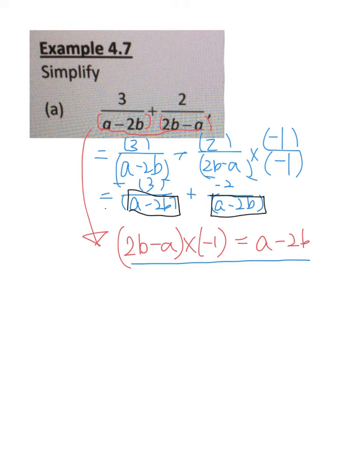Okay, so after we have changed it, we can add these two fractions together. The denominator is a minus 2b, and the numerator 分子 will become 3 plus negative 2. That is 3 minus 2, which becomes 1.